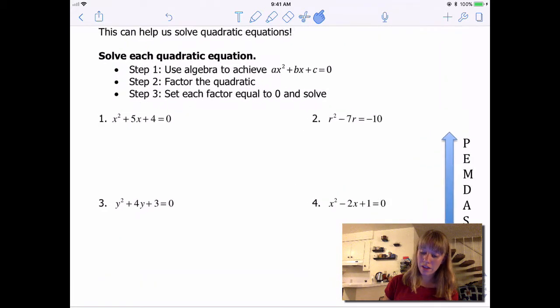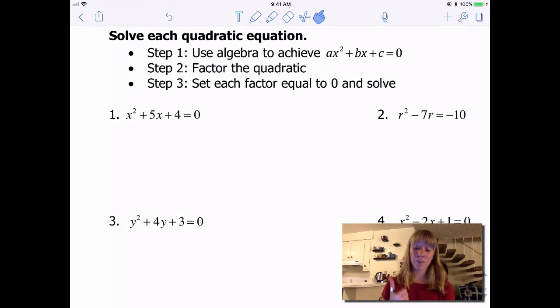So our 3 steps. Step 1 is going to be get it so that your polynomial equals 0. X squared plus bx plus c has to equal 0. Step 2 is factor that quadratic. We know add multiply right now and our special patterns. And then step 3, we are going to go ahead and solve by setting each one equal to 0.